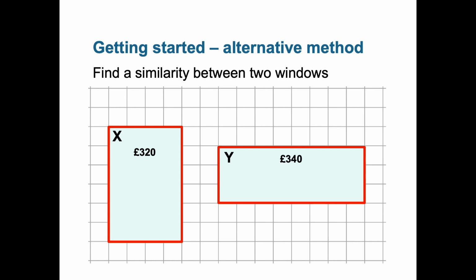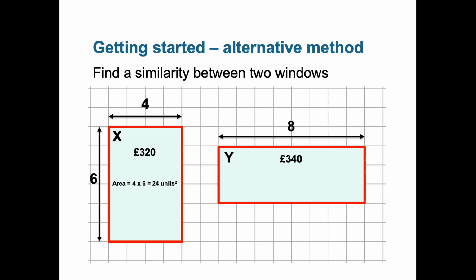So if we look at window X, we can see it's 4 units wide, 6 units high, and the area of the glass in that particular window is 4 times 6, which is 24 units squared. If we look at window Y, that's 8 units wide, it's 3 units high, and the area of that window is 8 times 3, which is also 24 units squared.